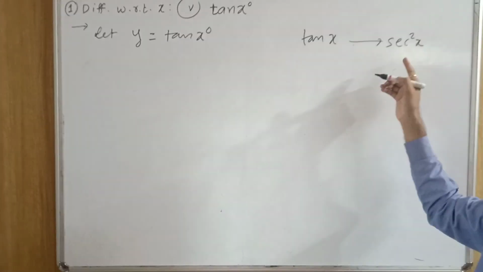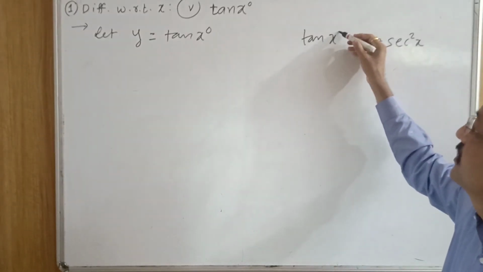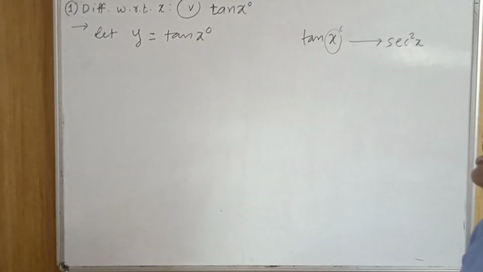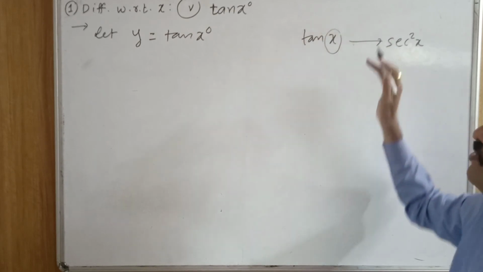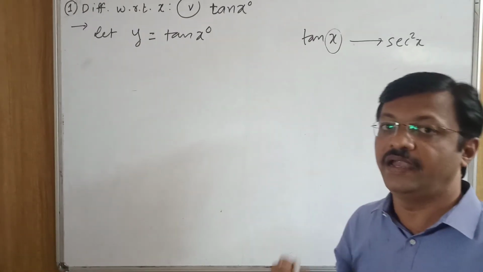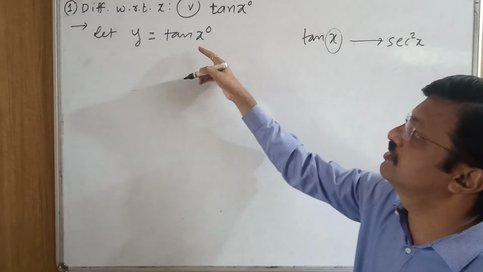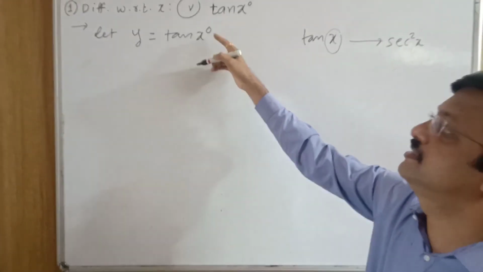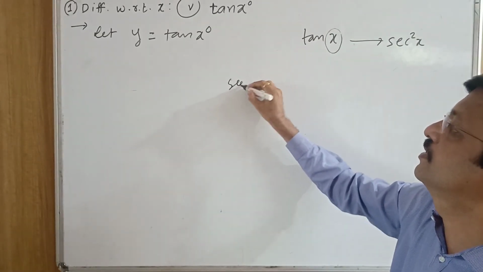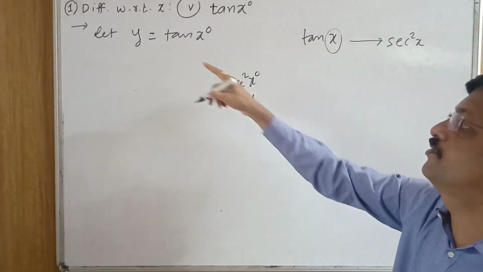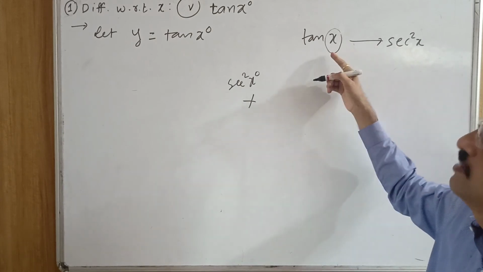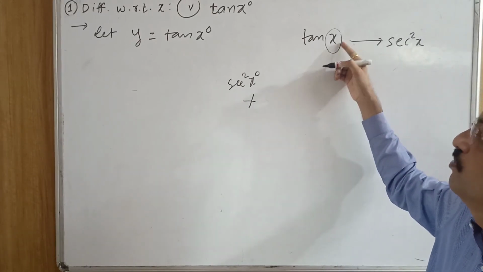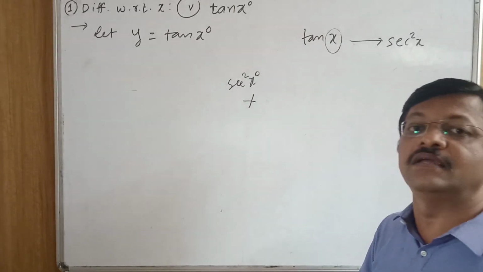When you remember this derivative of tan x as sec square x, it's actually x in radians, which is not mentioned. So whenever tan x is written, you have to understand that it is tan x radians. Now what is given here is tan x degree. So the derivative of tan x degree is not sec square x degree. This is not the answer for this derivative. Tan x, its derivative is sec square x, but x is in radians. It's not mentioned. We have to understand it is in radians.